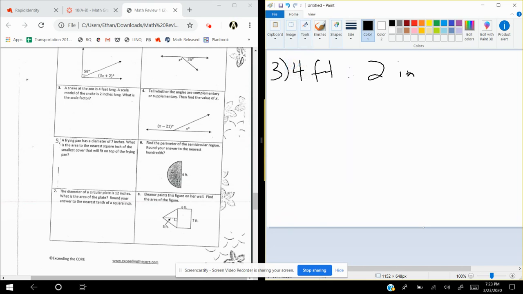So we've got a colon there, so 4 feet to 2 inches. Okay, so we want it down in its simplest form. In this case, we need to find an equivalent ratio for this right here. So what factors do 4 and 2 share?